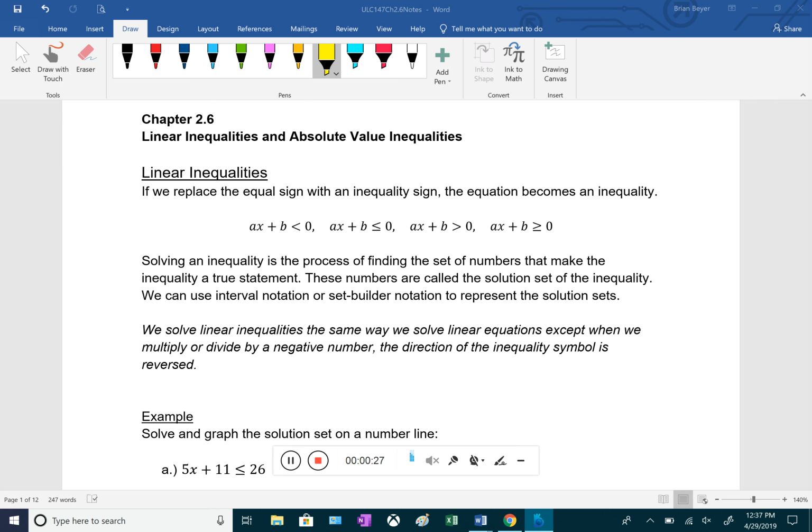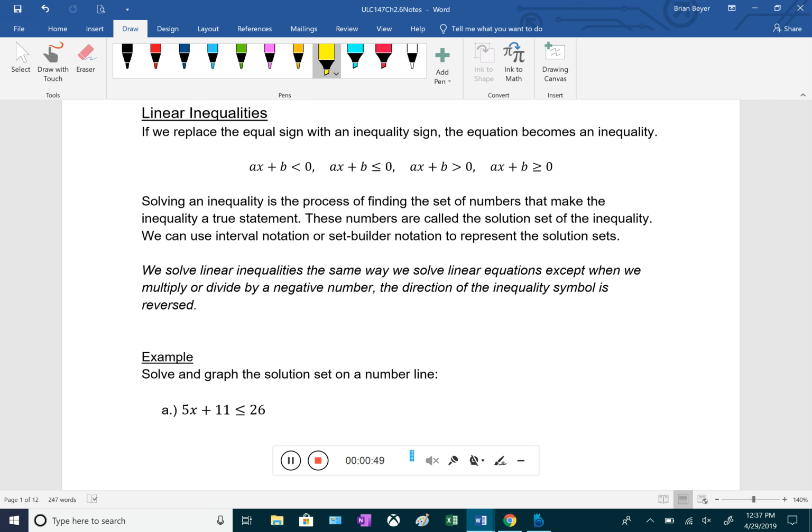So we're pretty much going to be solving these the same way. Except this time we're going to be finding the set of numbers instead of just one number that makes the inequality true. And this set is going to be called the solution set for the inequality. And I'm going to be usually using interval notation to represent this interval for the solution set.